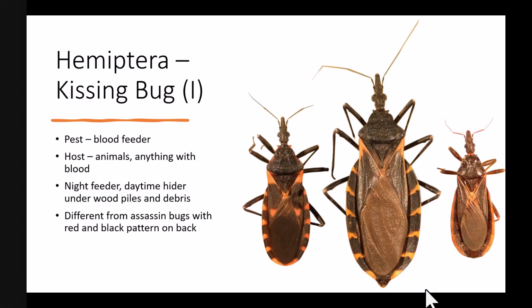They are in the group of assassin bugs, but they're different from all the other assassin bugs because they have that black and orange or red pattern along the exposed part of the abdomen, and their wings kind of sit inside with the abdomen lifted up, raised up on the edges.